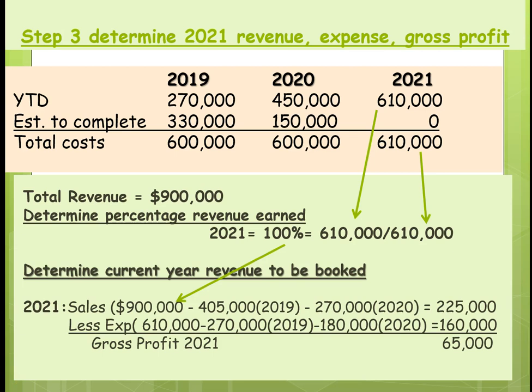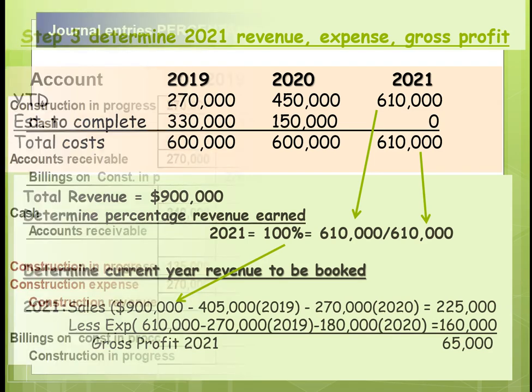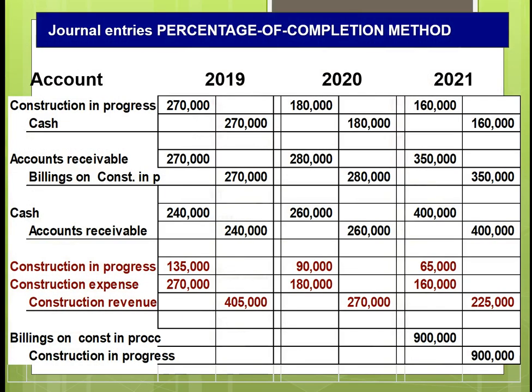Now let's take a look at our journal entries. Here's what they look like. When we start, we would have booked our expenses into construction in progress. And then when we bill the client, we're going to take it against billings on construction in process. When we get paid, it's going to reduce accounts receivable. And when we book the revenue, we will then debit construction in process and construction expense. And then at the end of the period, we're going to zero out billings on construction and construction in process.